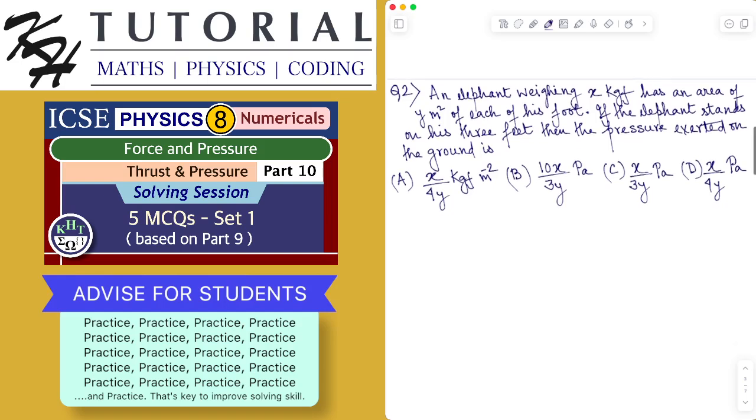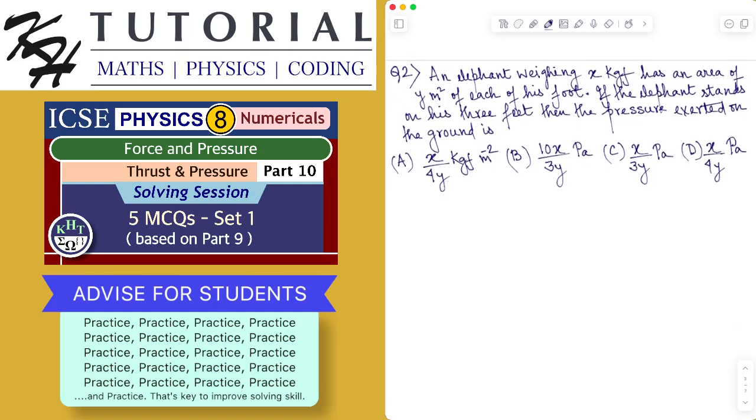Question number 2. An elephant weighing x kilogram force has an area of y meter square of each of his foot. If the elephant stands on his 3 feet, then the pressure exerted on the ground is. Let's quickly draw an elephant.